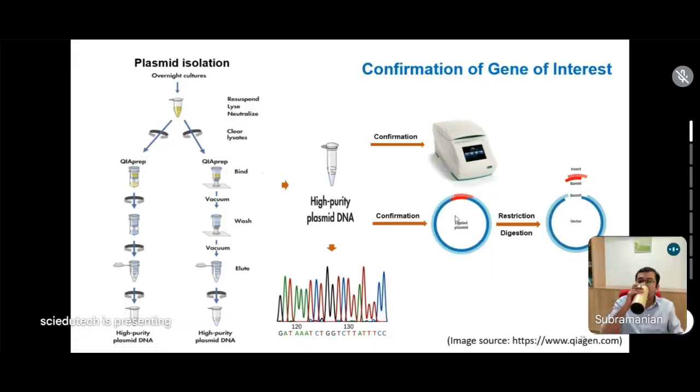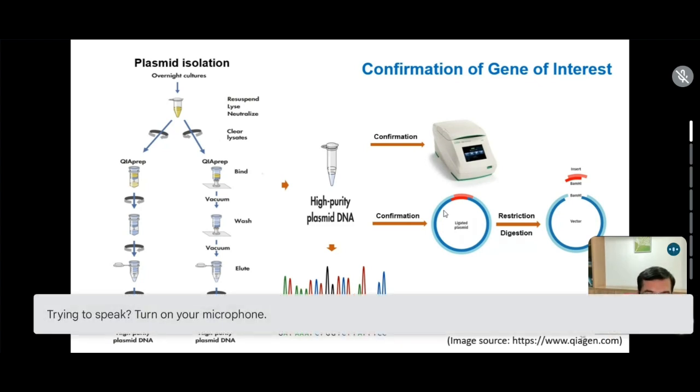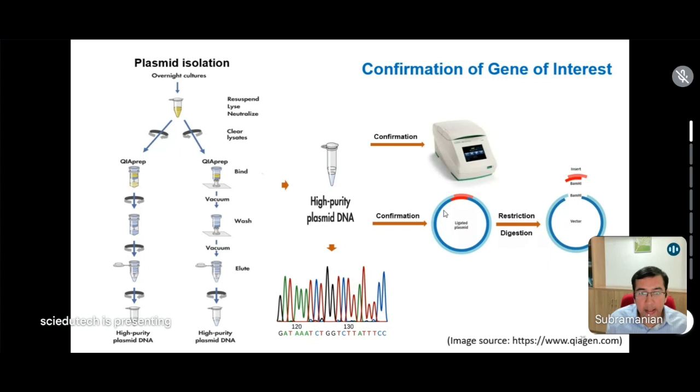Please continue. So you can use Sanger sequencing to see if your gene of interest is there. And also you can do a restriction digestion of your plasmid, once the plasmid is purified, with specific restriction enzymes to see if the plasmid contains your gene of interest, right? So these are three different ways by which you can confirm whether the plasmid containing your gene of interest has been introduced into the bacteria. Next slide, please.